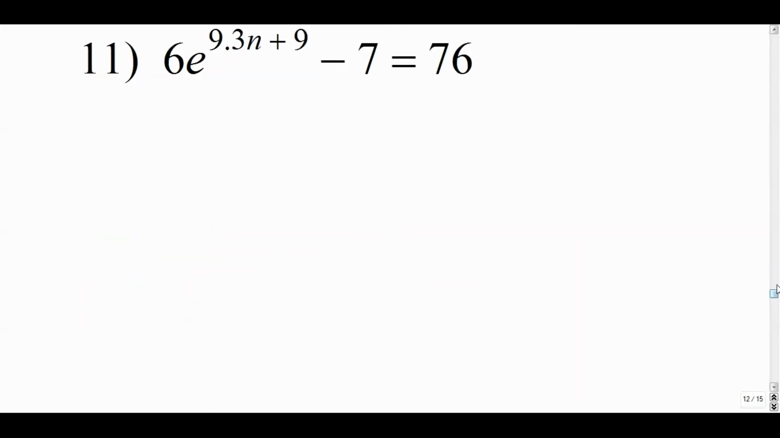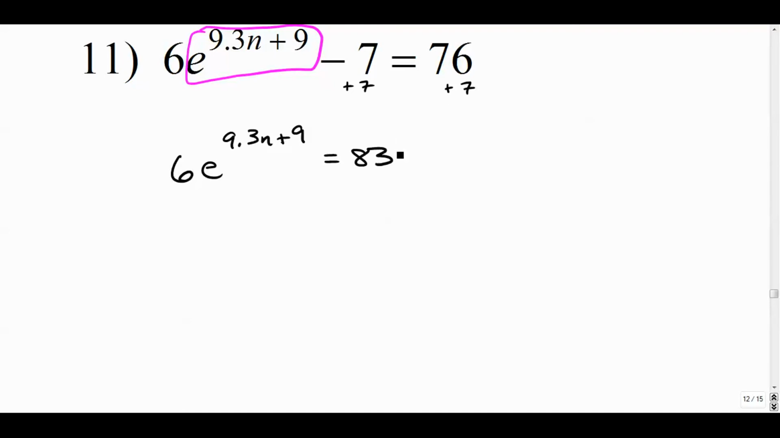Moving on, number 11. If you want to try some of these on your own, this would be a good time. In this one we have an n in our exponent, so we want to get rid of that. First thing I'm going to do though is isolate this whole exponential expression, get that purple thing by itself. So first thing we're going to do is add 7 to both sides. If I add 7 to both sides, I get 83. Now I'm going to divide everything by 6. So I get e to the 9.3n plus 9 equals 83 over 6.